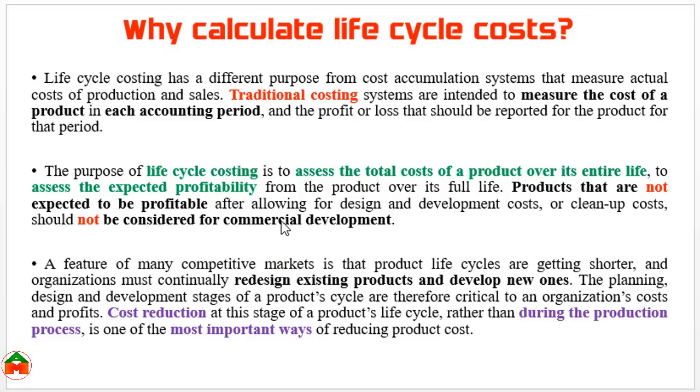We calculate all the cost, then we calculate all the estimated revenues, and after comparing the cost and revenues, if we can see that the cost is higher than the estimated revenue, then we should reduce the cost. And for reducing the cost, we need to improve our production process. But if we are not able to reduce the cost, in that case, we should not design the product, or we should not go for producing the product.